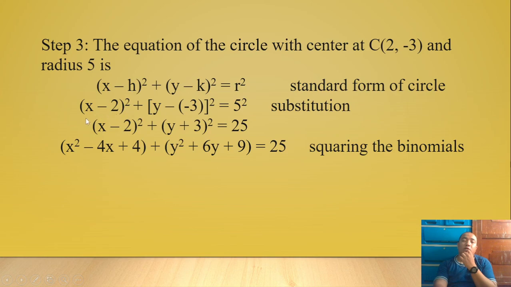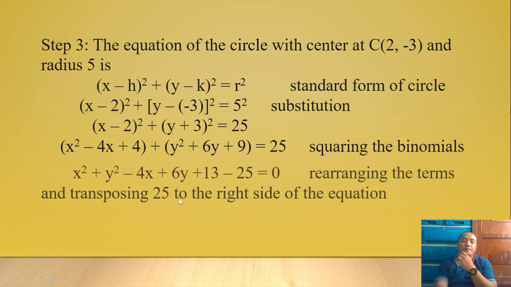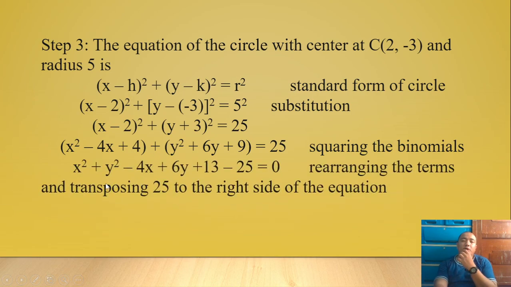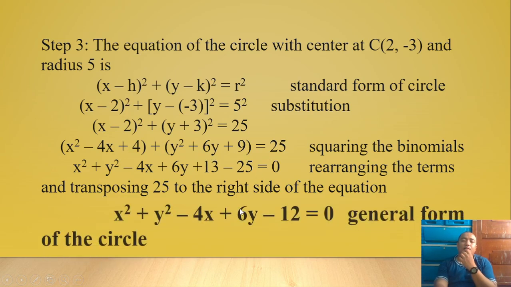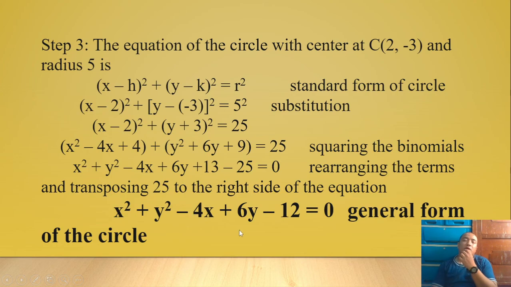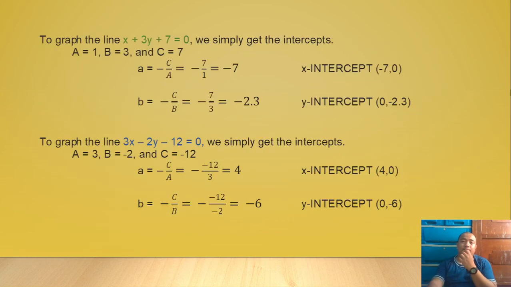Now, if you want to know the general form of the equation of the circle, expand the squares into two binomials: x squared minus 4x plus 4, plus y squared plus 6y plus 9 equals 25. Rearranging the terms, x squared plus y squared minus 4x plus 6y, 4 plus 9, 13 minus 25 is negative 12. Is now the equation of the circle in general form. X squared plus y squared minus 4x plus 6y minus 12 equals 0.